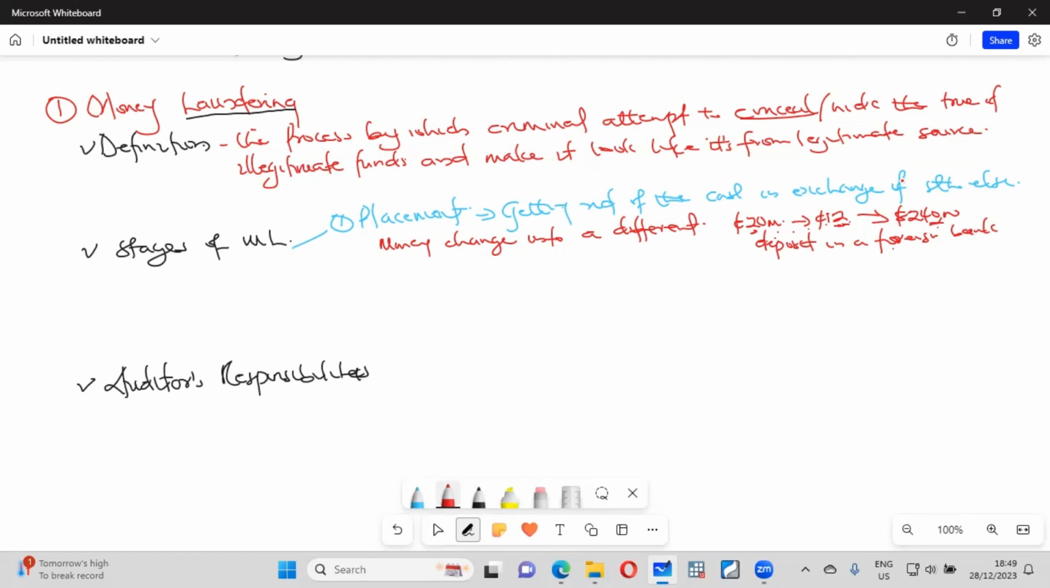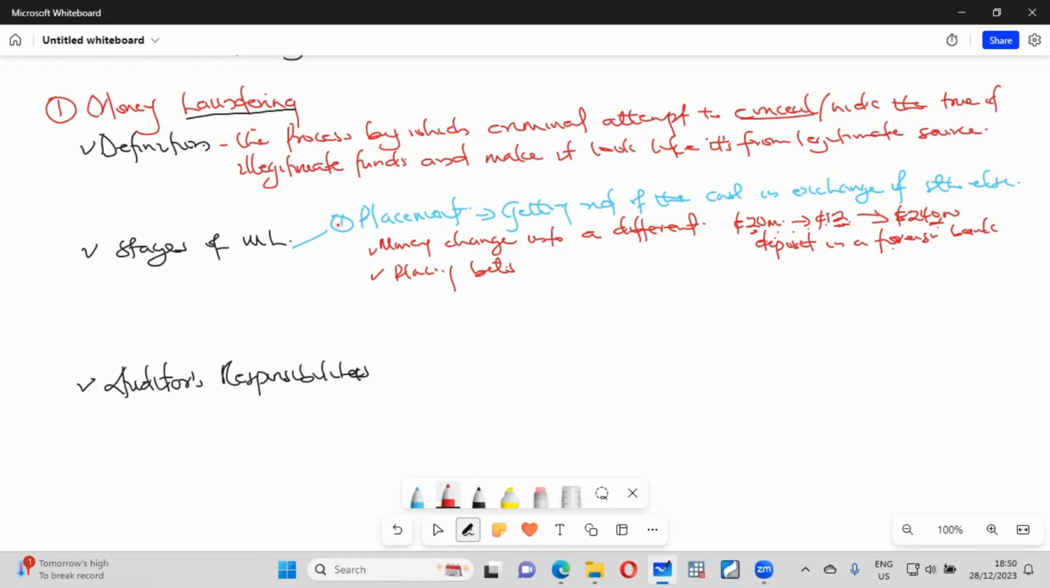So this is placement. Another way the criminal can deal with the money, apart from changing it into a different currency and depositing it in a foreign account, is to place bets with it. Placing bets. Because for bets, when you win, hallelujah. The person can say, oh, I won a bet. Most of the time, that is what people do.